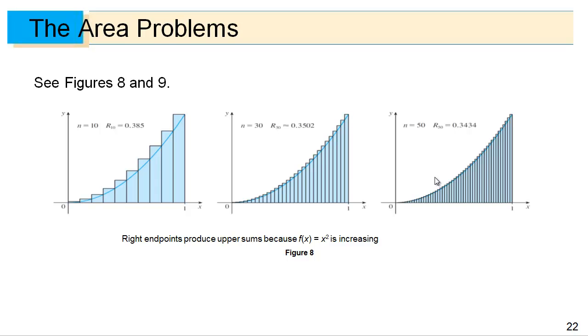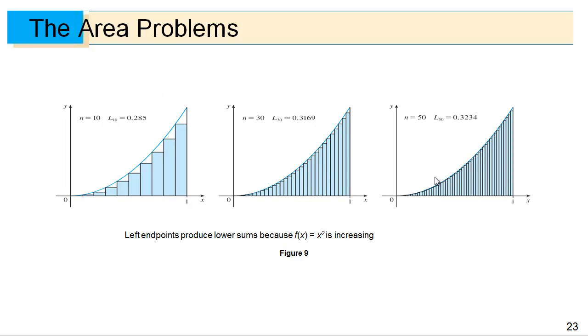And here's a visual of what's going on that we've already seen. The right hand and the left hand sums were both seeming to approach 0.3. Here's the right hand ones, here's the left hand ones.